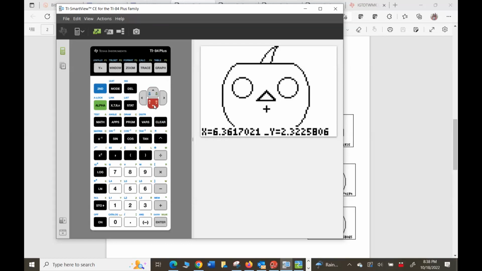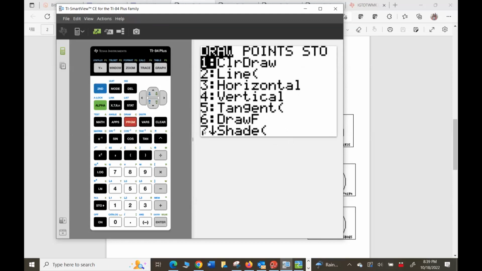Okay. And then I can go ahead and do a draw function. Let me just do that to kind of illustrate that as well. Maybe I want the function to be a parabola that has 6, 1 for the vertex. So again, I'm going to go second draw. And number 6 is draw function. And by the way, these are all outlined in the sheet there, step by step.